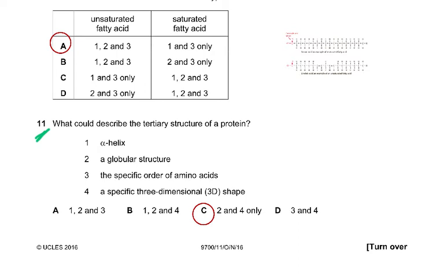Then coming on to question 11, what could describe the tertiary structure of a protein? Now the tertiary structure of protein and the options that they've given you is alpha helix, a globular structure, the specific order of amino acids, and a specific three-dimensional 3D shape. Now, of course, the answer was 2 and 4. Why? Because alpha helix is part of the secondary structure, and the specific order is the primary structure. So that is why this was wrong and this was wrong, and the answer was 2 and 4 only. Because order of amino acid is the primary structure. Secondary structure is the hydrogen bonds and alpha helix and the beta pleated sheet.